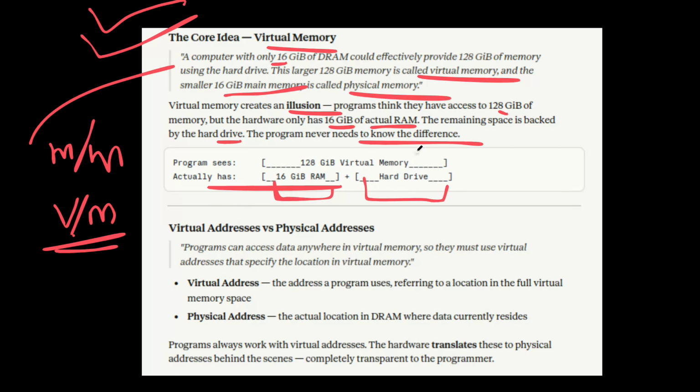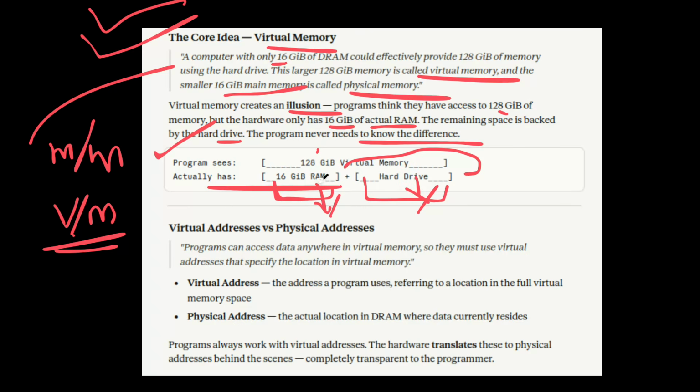So the program doesn't need to know there is a difference between RAM and virtual memory. Whatever it needs, it takes. If the data is in the hard drive, then it has to go to the main memory and be matched. That is what you have to understand. The program always sees this 128 GB of virtual memory, so it can take whatever it wants from there.